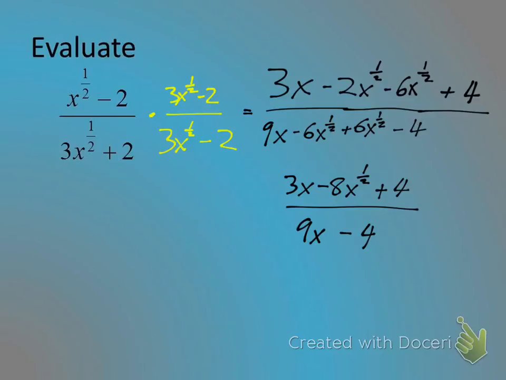See how your rational exponent got out of the denominator though? Just like how if you would rationalize a square root, that'd be your answer right there.